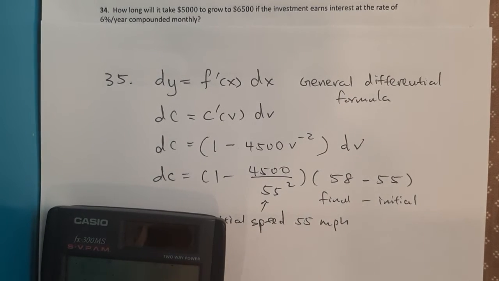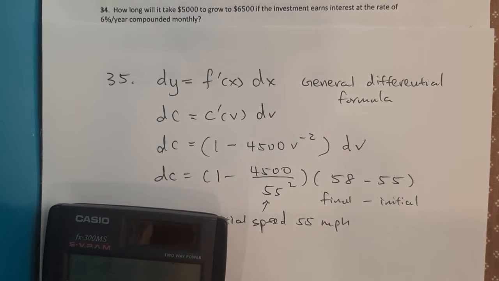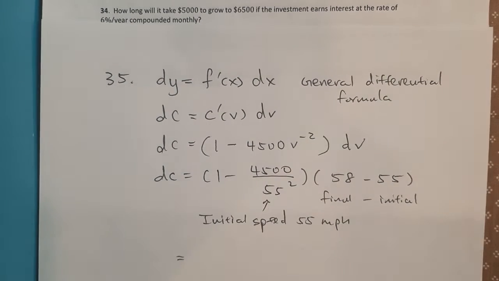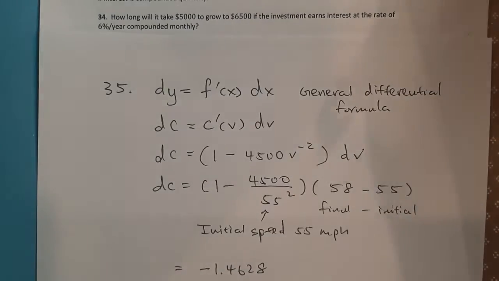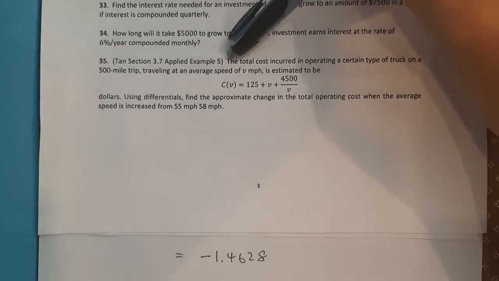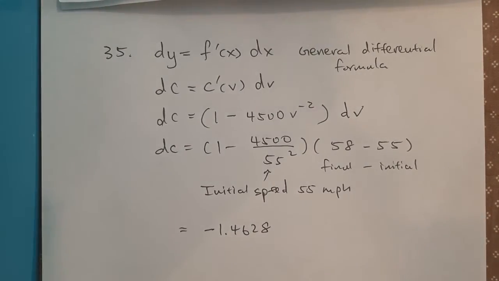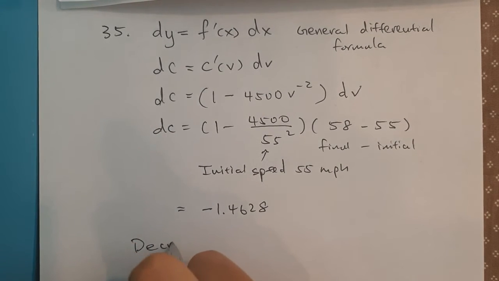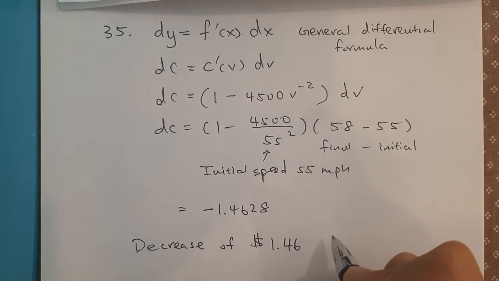So putting it into the calculator, we end up with negative 1.46. Look back in the question. Here it's asking for the approximate change in the total operating cost. So that means if you increase the speed from 55 to 58, there's going to be a decrease of $1.46 in the operating cost.